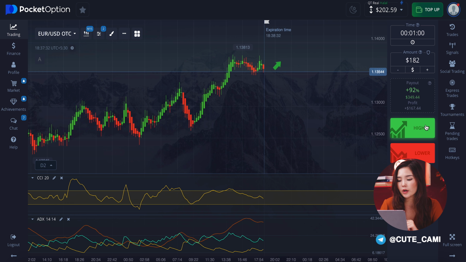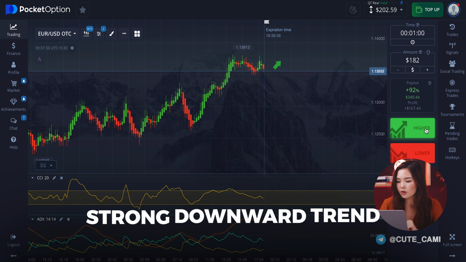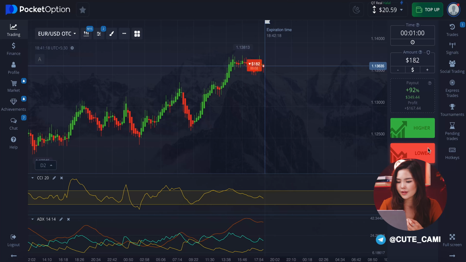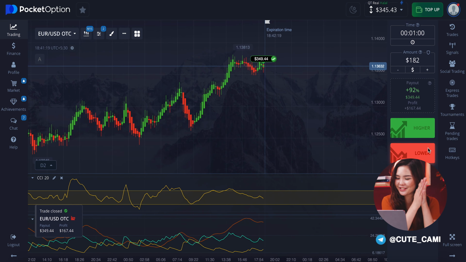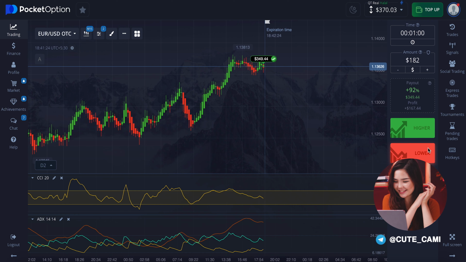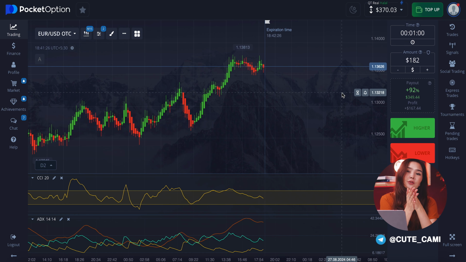Here's the last deal worth $182. There is a strong downward trend on the chart. The indicator lines are rapidly going down. The bearish candle continues to grow. I think this is enough to open a short trade. Yes, so our deal is over and we have reached the balance of $370. I think it's a good result for the day.